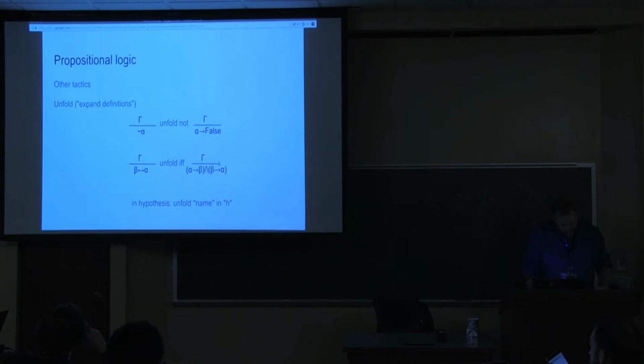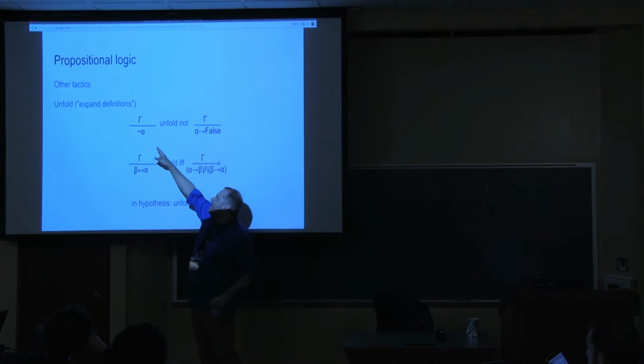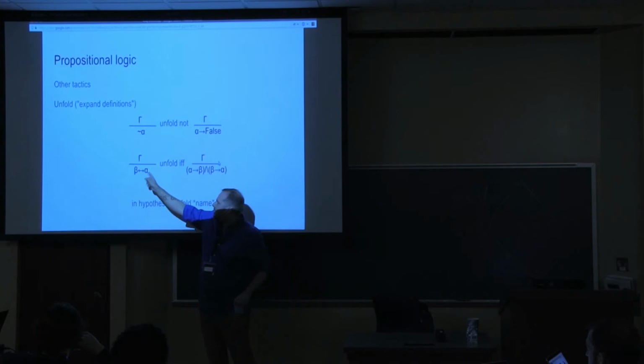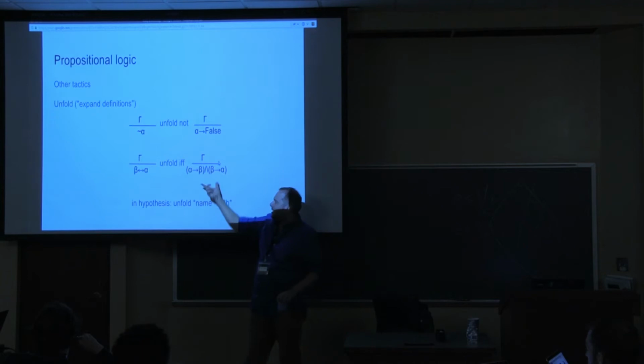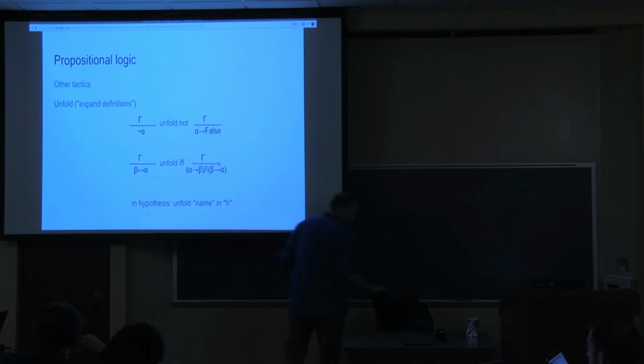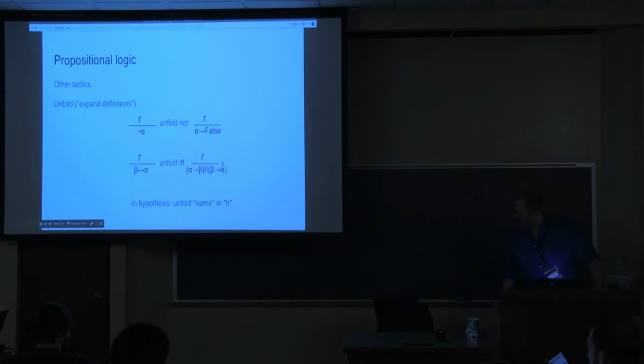Among other things we have, this is just a lot of stuff. If you want to prove the negation, expanding the syntactic sugar, not alpha means alpha implies false. And again, you have the double implication as a symbol, and when you unfold it, it expands to the definition: A implies B and B implies A. You can also unfold in the hypothesis, not in the goal, by saying unfold and then the name of the operator in the hypothesis.